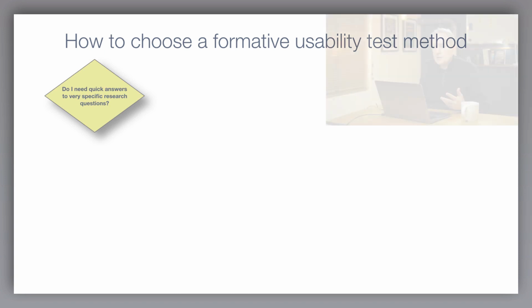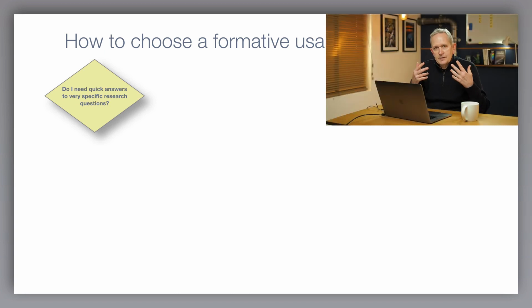So looking at formative test methods, which one should you pick? Because there is a wide variety of methods we can use. So I thought I'd put together a flowchart. Let me dive in and show you that flowchart now and show you the way I would choose a formative usability test method. So the first question I'll ask is, do I need quick answers to very specific research questions?